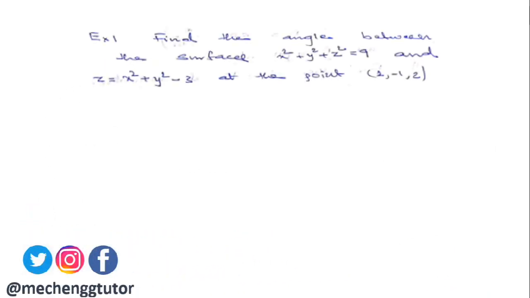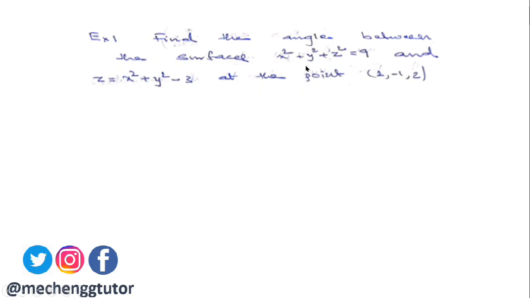In today's class, we'll solve examples on the gradient of a scalar point function. If f is a scalar function, we have learnt that del f is a vector quantity which is normal to the surface. So the first example on this: find the angle between the surfaces x square plus y square plus z square is equal to 9 and z is equal to x square plus y square minus 3 at the point (2, -1, 2).